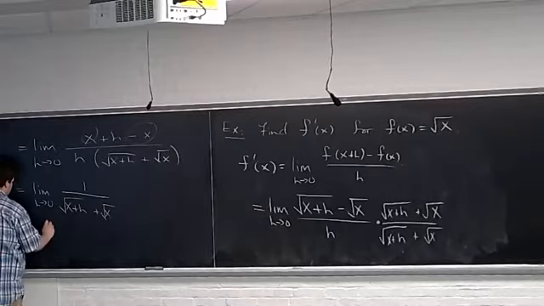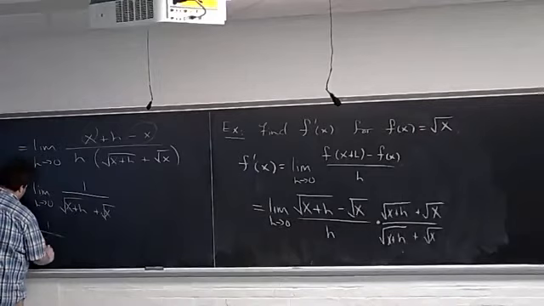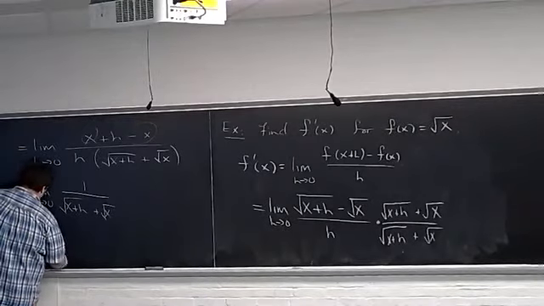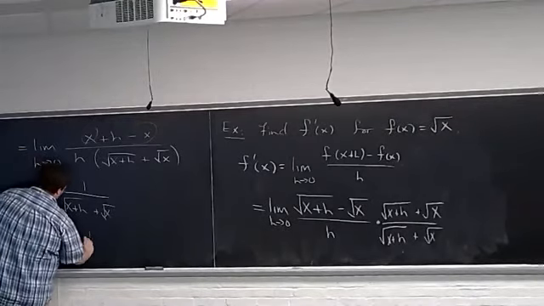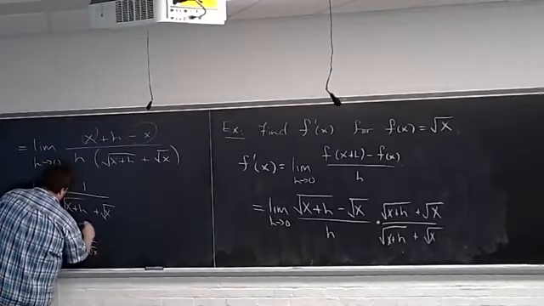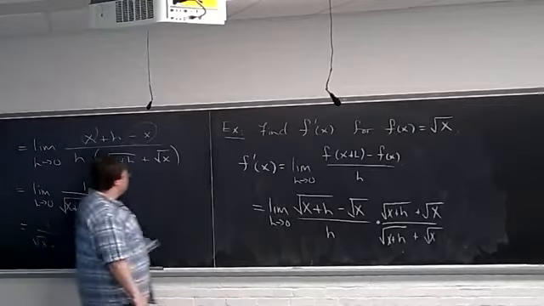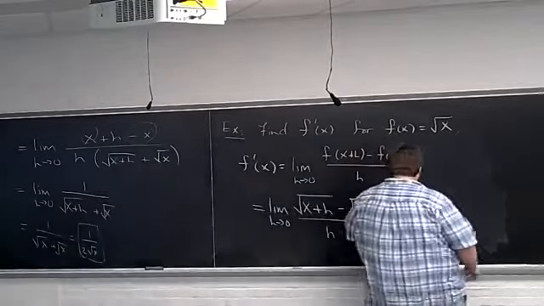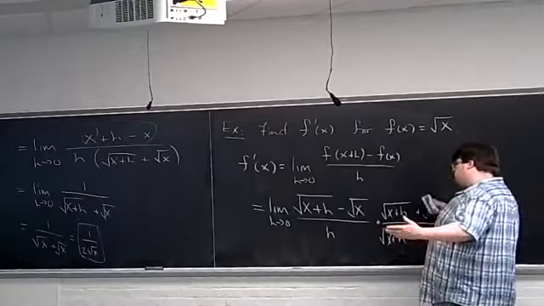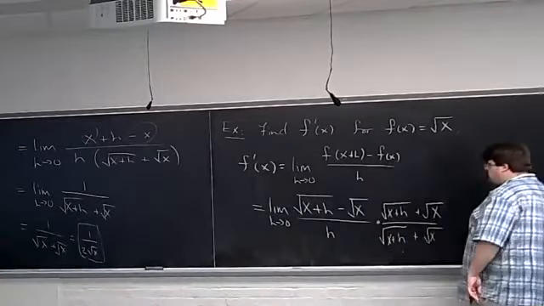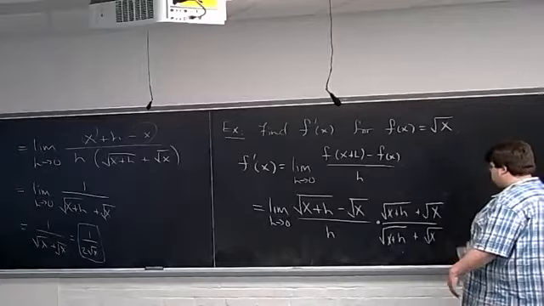Let h equal 0, 1 over root x plus root x, 1 over 2 root x. Any questions about this one? So in this one, we had to use one of our limit simplification tricks. I guess you can call that a trick, kind of. You know, multiplied by a fancy 1.